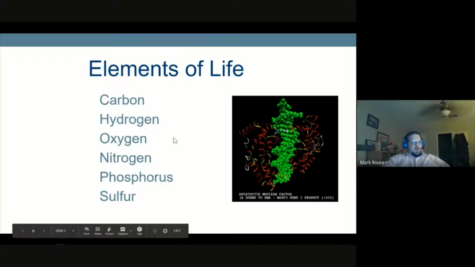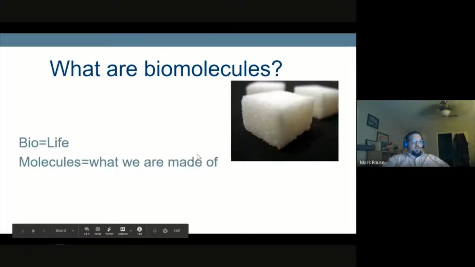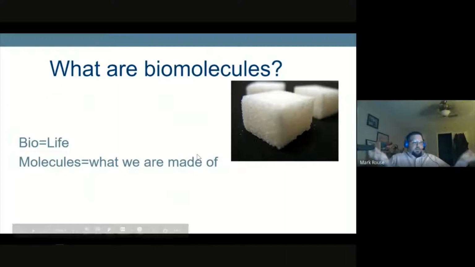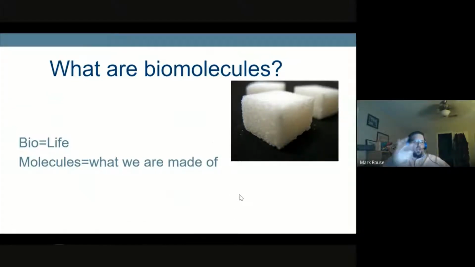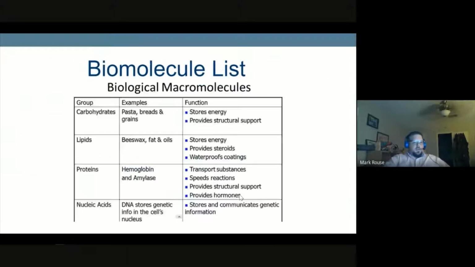Okay, and so let's move on to biomolecules. What are biomolecules? Well, bio means life, and molecules are what we're made of. And so these are what living things are made of. And you will see them in animals and plants and humans and fungi and mushrooms and things like that. So they're all biotic or living organisms.